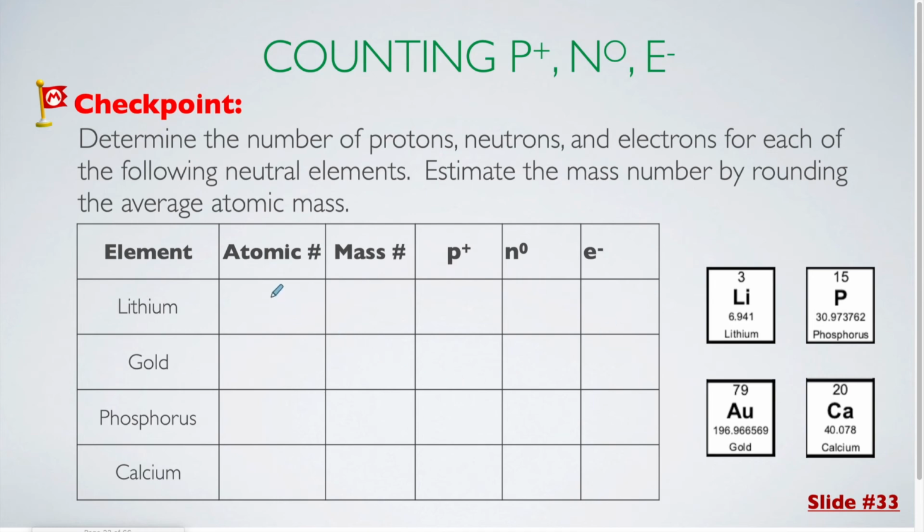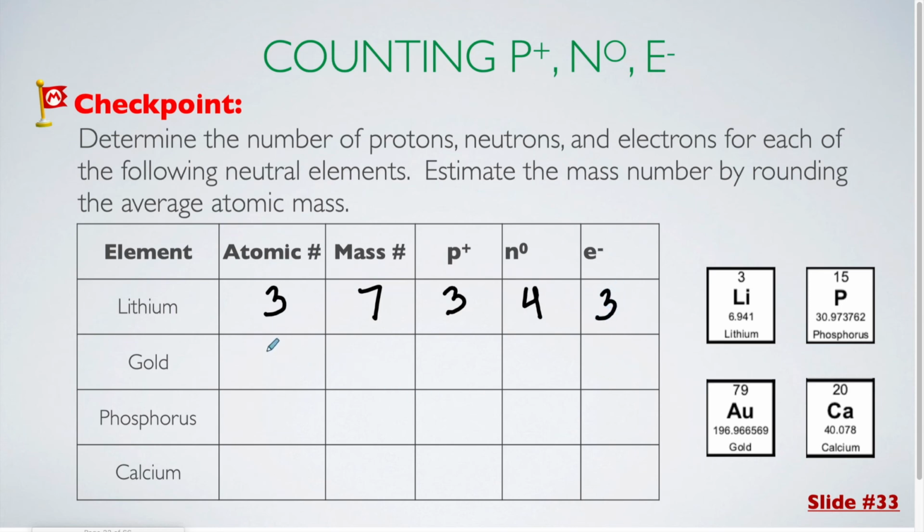All right, so I am going to start by filling in the atomic number for lithium. It's the number which is on the top, the smaller whole number, so my atomic number is 3. My mass number, I'm going to round from the 6.941, so that would round up to 7. Protons are always equal to the atomic number, so that's 3. Now at this point, I need to subtract. My neutrons are solved by getting the mass minus the atomic number, so 7 minus 3 is going to be 4, and my electrons are 3.